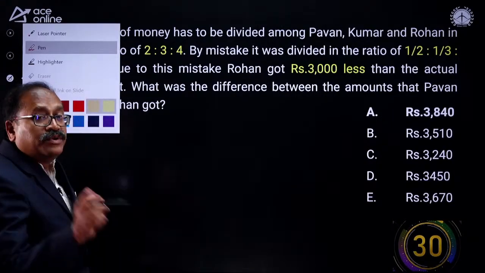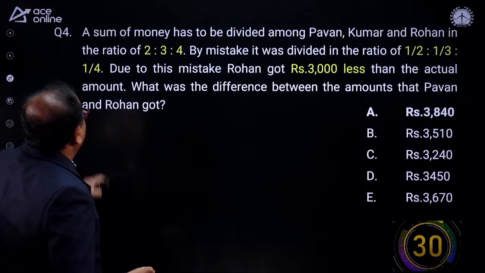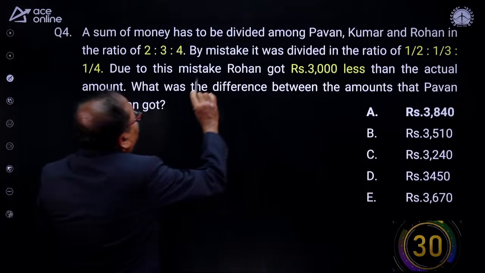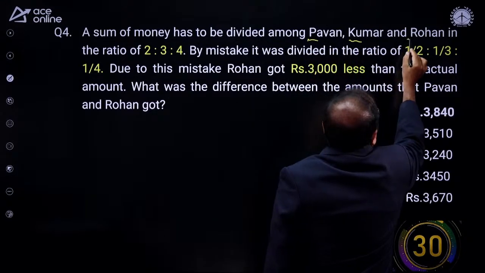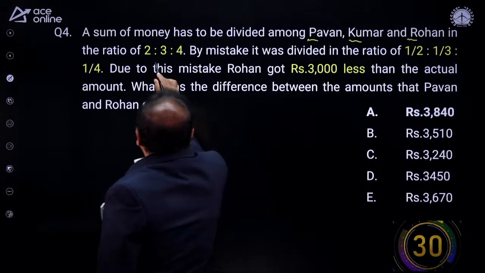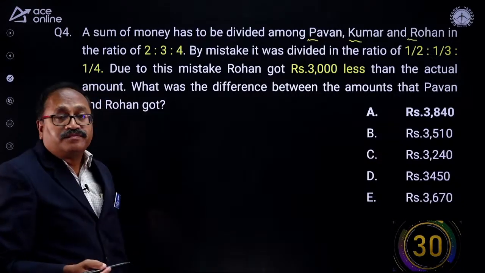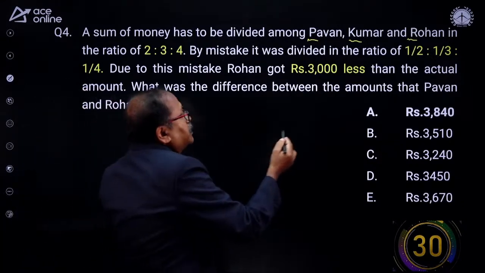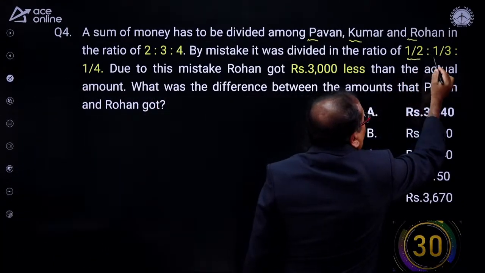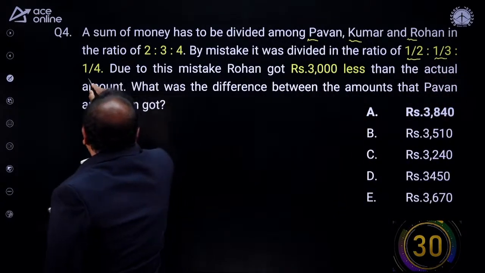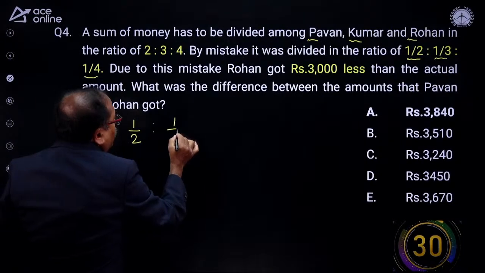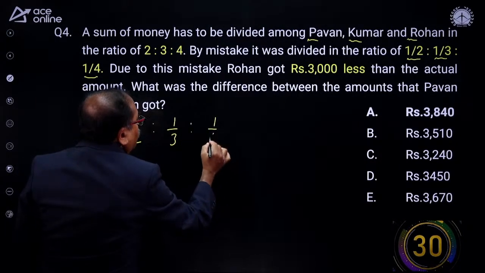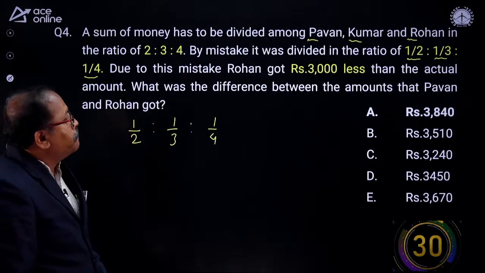What is the question? Allow me to read the question first. Let's see, a sum of money has to be divided among P, K and R in the ratio of 2:3:4. But by mistake it is divided in the ratio of 1/2, 1/3 and 1/4. 1/2 is to 1/3 is to 1/4. It got divided by mistake in this ratio.